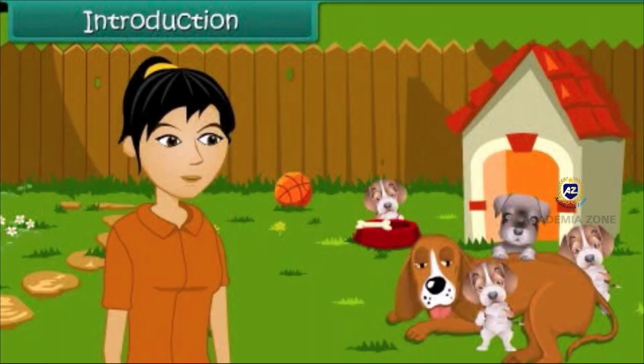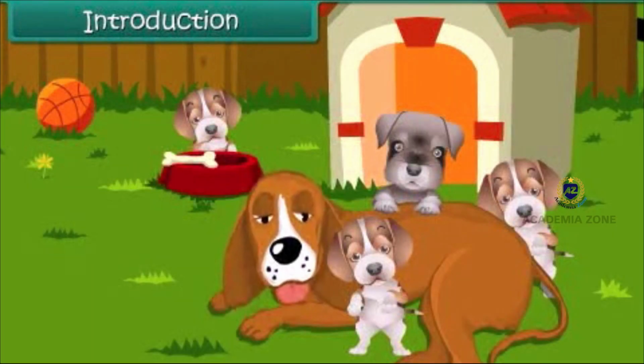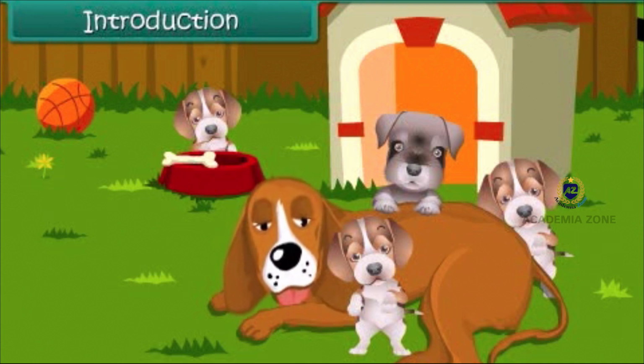Avani is very happy today. Her pet, Iris, has given birth to 4 little puppies. The puppies are very soft. They look and feel like cotton balls.